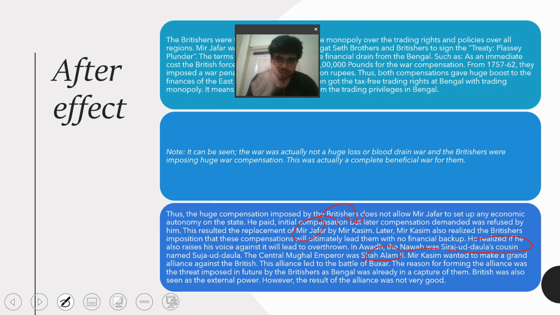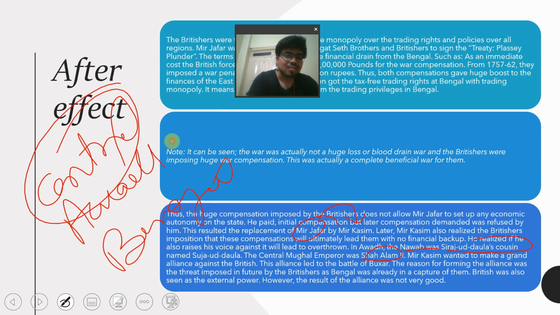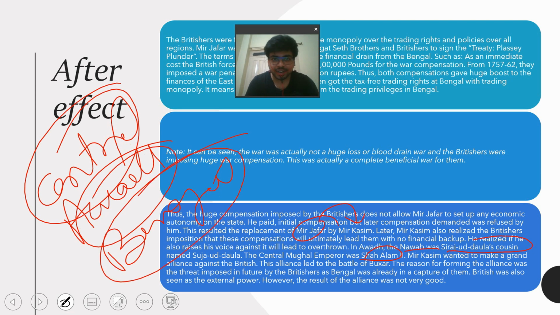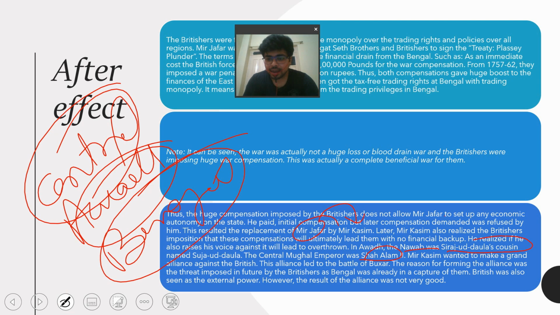So what are the three things? One was the central authority, one was Awadh, and another was the Bengal region. These three together will fight a war with the British, which will lead to the Battle of Buxar, and they will lose. Mir Qasim wanted to make a grand alliance against the British, as he knew that if he raised his voice alone, he would be overthrown. So this alliance led to the Battle of Buxar.